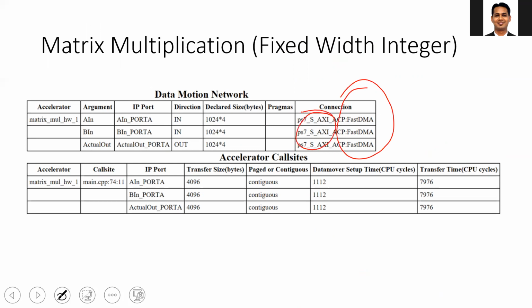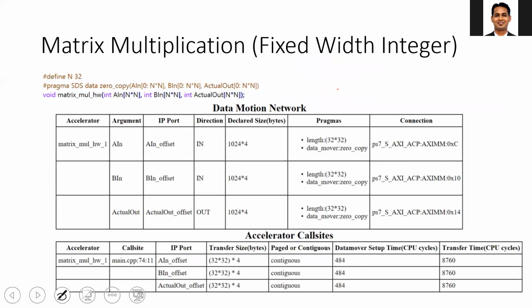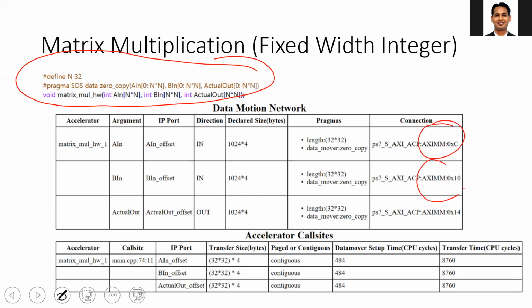I don't need to worry about all these numbers, we'll discuss it later, but what you need to understand is that when you have the data motion network, you will see that a DMA has been incorporated. And what we want to do is just add this pragma in your .h file where I'm saying SDS data zero copy. That means your IP is going to copy the data from the memory, and you will see that no DMA is incorporated, and you will see that the AXI memory map has been given.